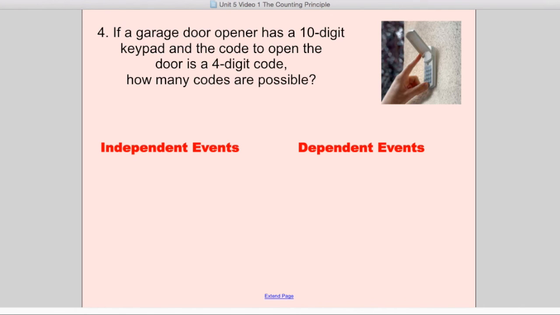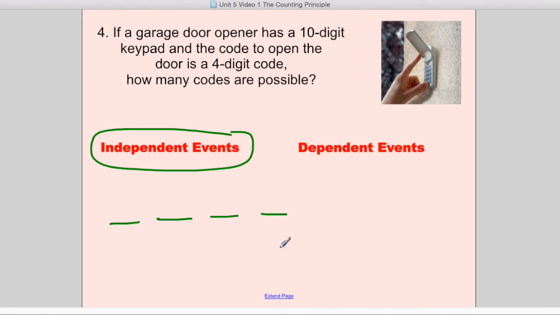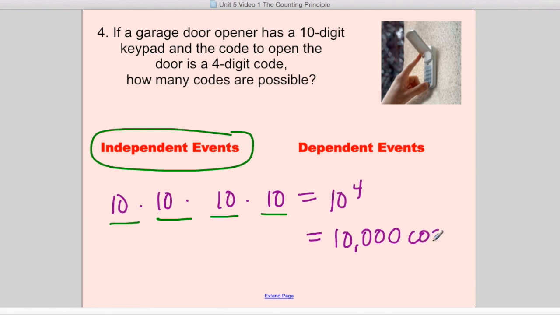door is a 4-digit code, how many possible codes are there? Once again, it doesn't say that they cannot repeat, so they can repeat. So that makes it independent, and I'm making a 4-digit code, and there are 10 digits possible. So it's 10 times 10 times 10 times 10, which I can write as 10 to the 4th on my calculator, or I can just say 10 times 10 times 10 times 10 is 10,000. So there are 10,000 codes.